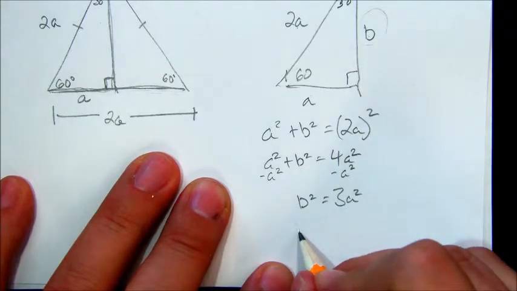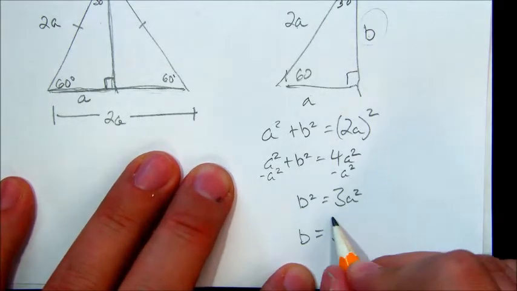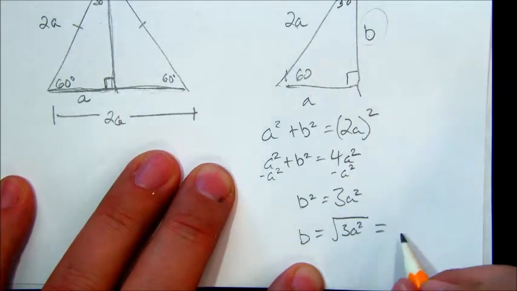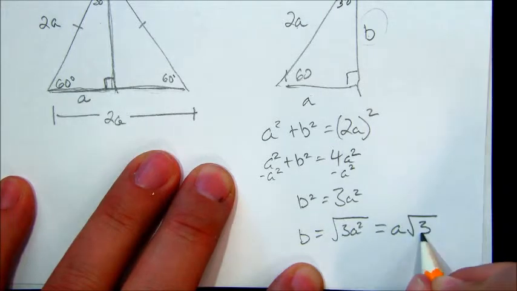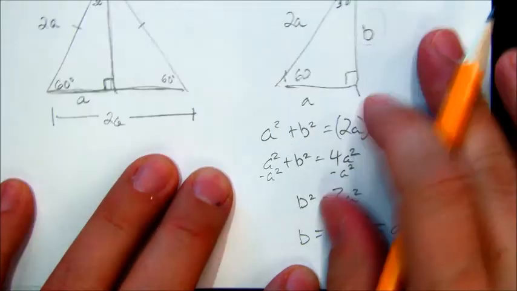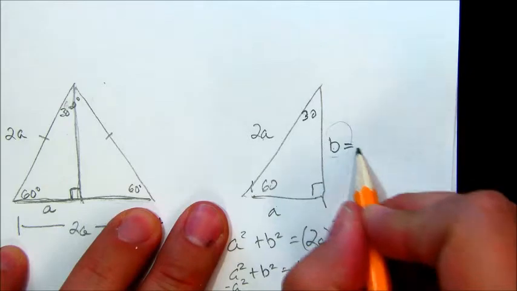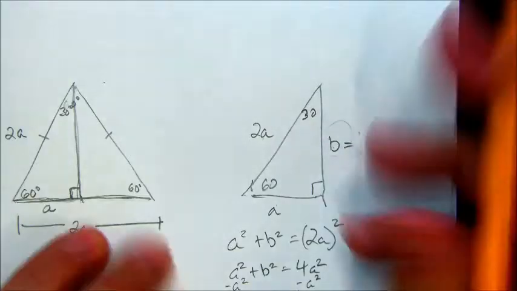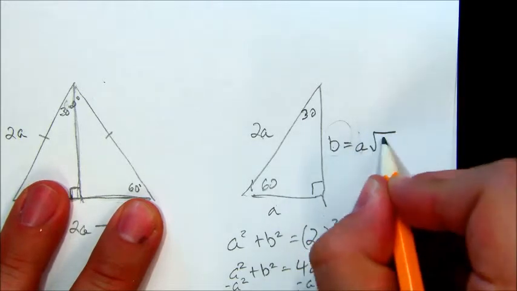Take the square root of both sides. I get B equals the square root of 3A squared, which is the same as A times the square root of 3. So I'm going back to my triangle here, and B is A times the square root of 3.